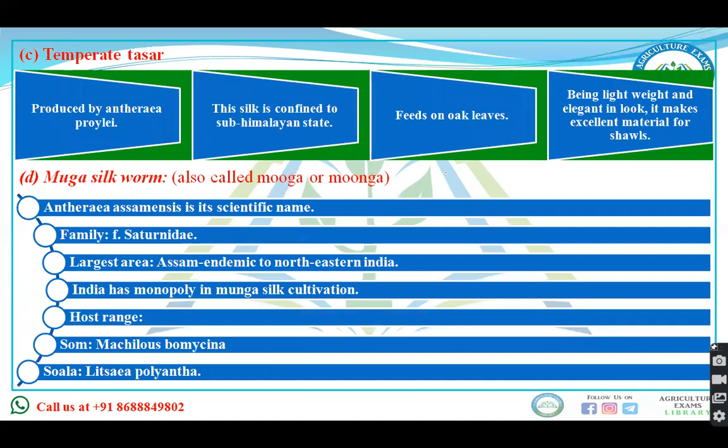Now Muga silk, also called Muga, that is Antheraea assamensis. When you talk about this, the largest area is under Assam. A question from this section was already asked about Muga silk in the recent examination of Bank of Maharashtra. India has a monopoly in Muga silk cultivation.